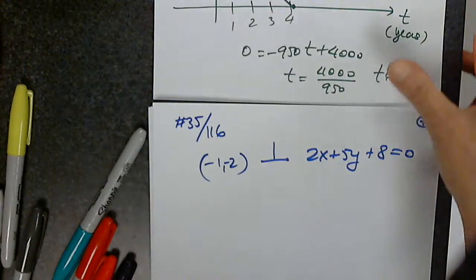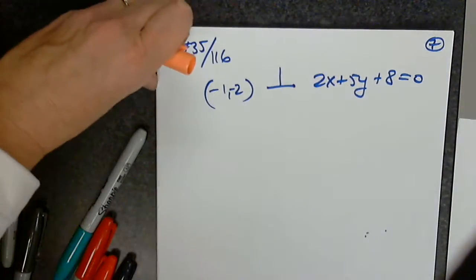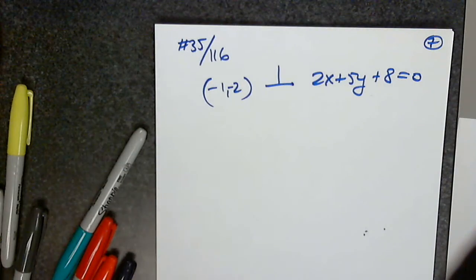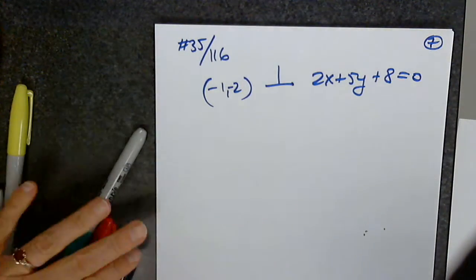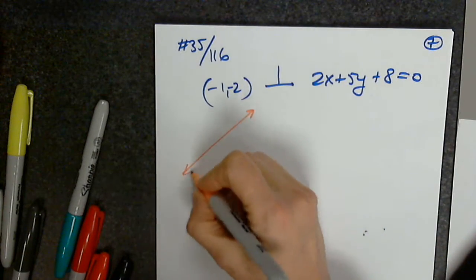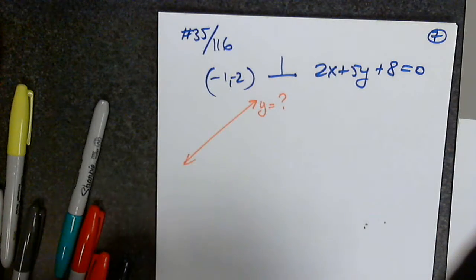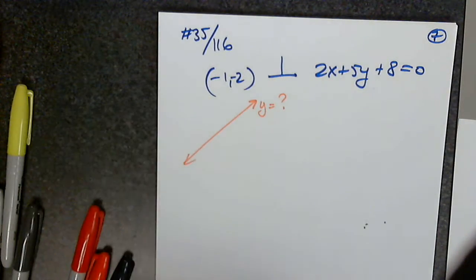What we are asked to find. This is just the idea. I'm not graphing anything right now. I'm just giving you the idea behind this. So I have a line whose equation is unknown, but I do have two pieces of information about it.